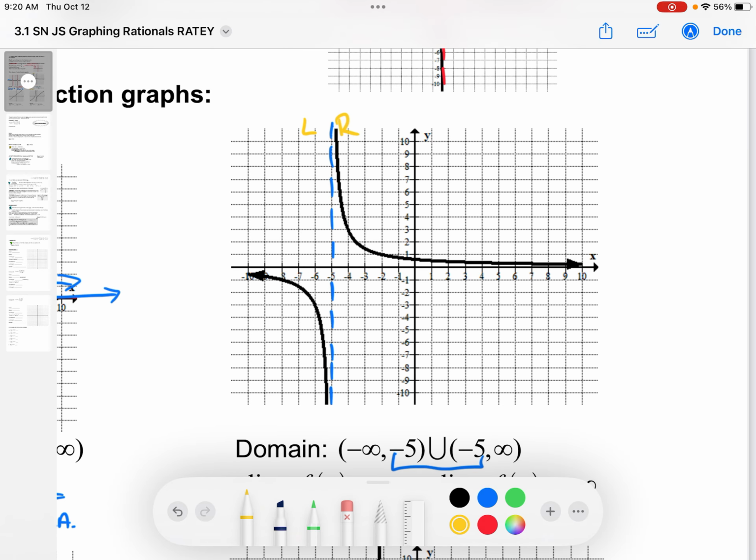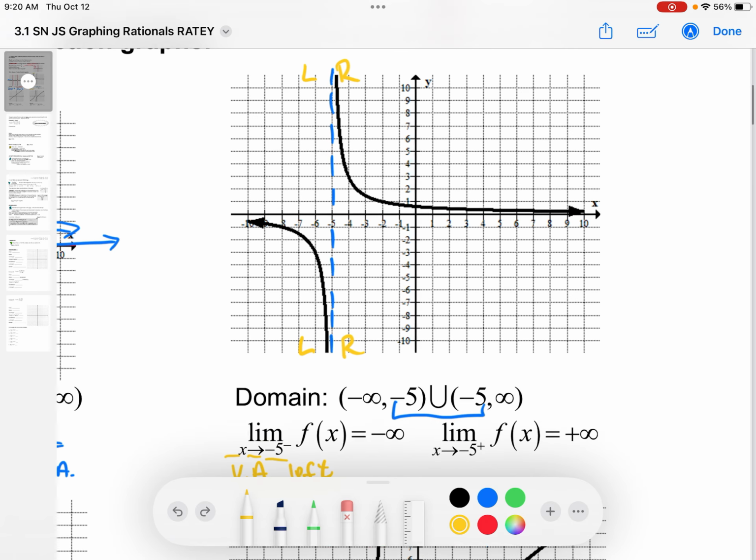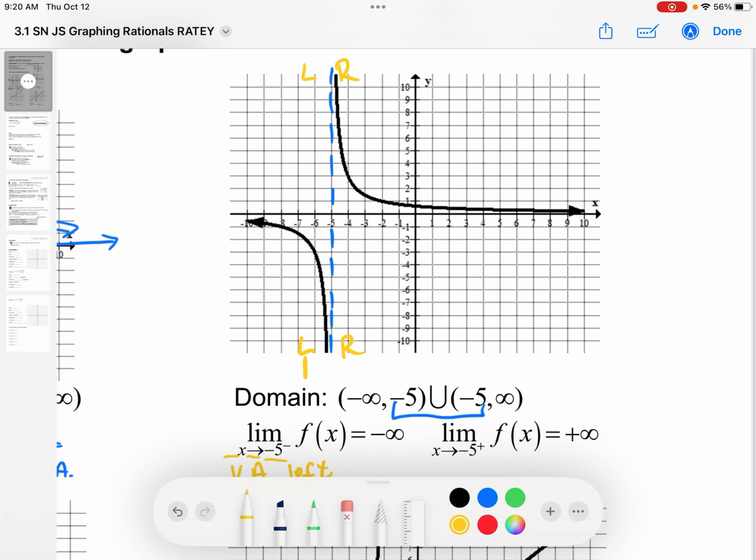So if we look at this vertical asymptote, label each side of it, left, right, we see on the left side, there's nothing up top, but on the left side, there is something on the bottom. On the left of that vertical asymptote, as the graph gets closer to that asymptote, it's going down. So that is approaching negative infinity.